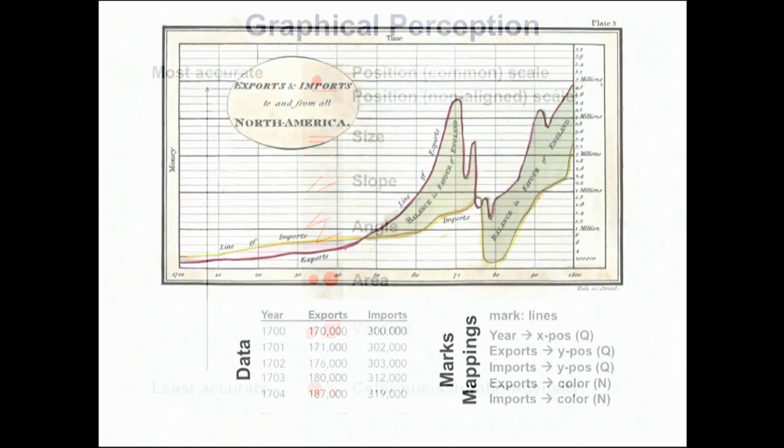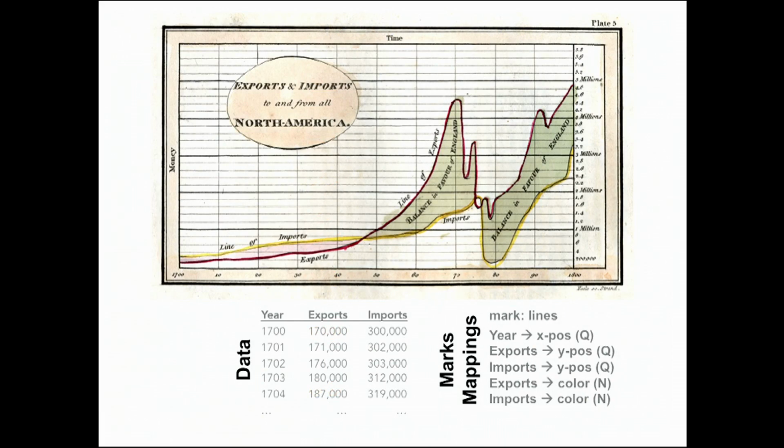So going back to the Playfair chart, we can identify the underlying representation. We can figure out the data, the marks and the mappings. If we had access to this mapping-based representation, we would have a very nice representation for manipulating the charts.